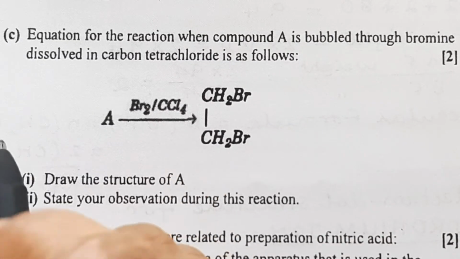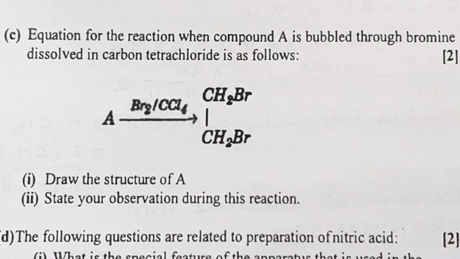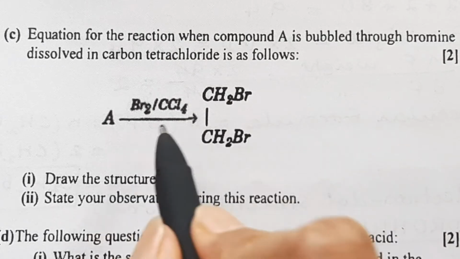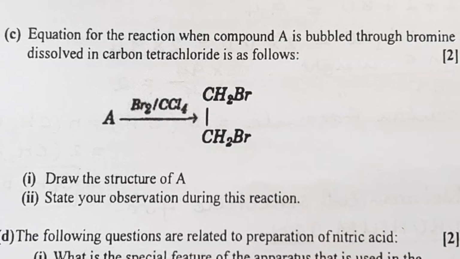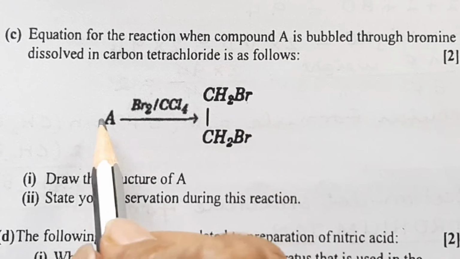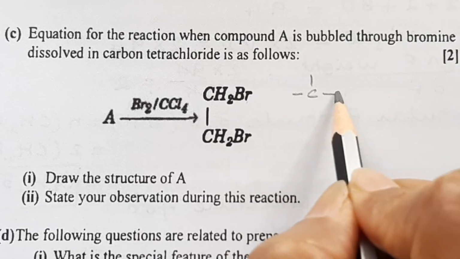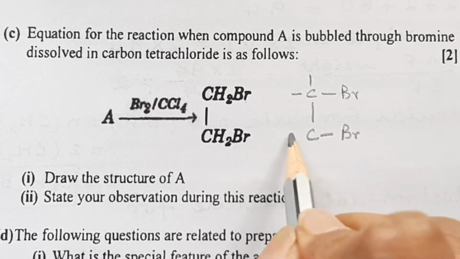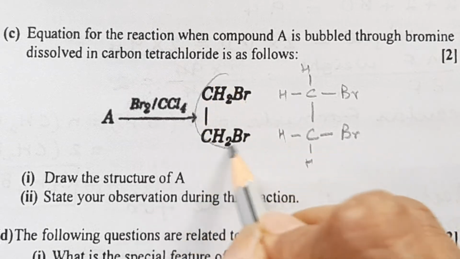We come to question 3C. Equation for the reaction when compound A is bubbled through bromine dissolved in carbon tetrachloride is as follows. So compound A with bromine is becoming CH2Br, single bond CH2Br. Draw the structure of A. Now, if bromine has got added to this, this is CH2Br and this is CH2Br. So this is the structure of this.